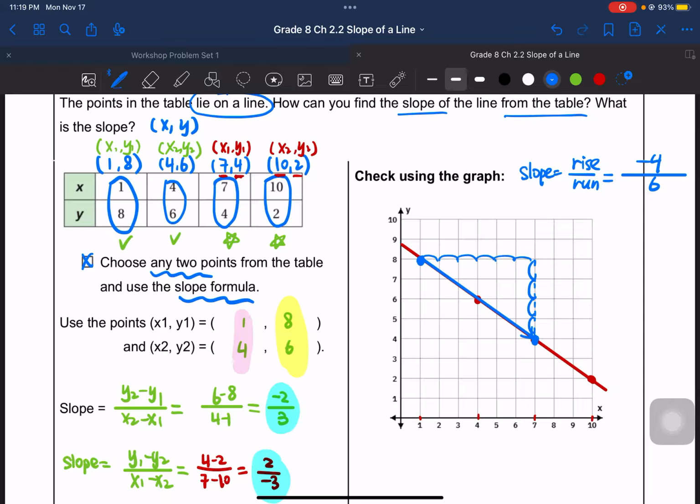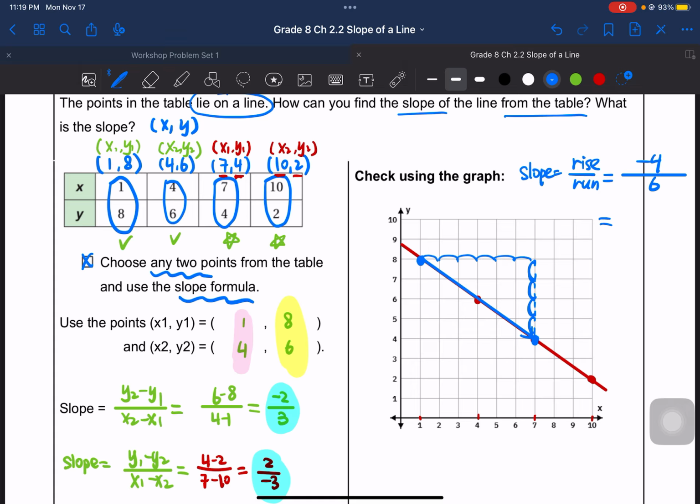Since you're going to the right, it should be positive because it's getting bigger. You need to add a positive 6 to get to another point. And if you're going to the left, that would be the negative. And here, if you're going down, it's negative. If you're going up, it's positive.